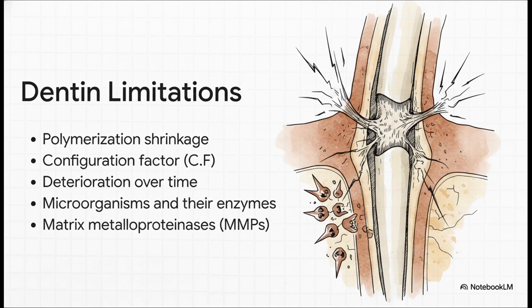I can practically guarantee you're going to see a question trying to trip you up on how the CF, or the presence of MMPs, alongside bacterial enzymes, totally limits dentin bonding. Seriously, underline those in your notes right now.